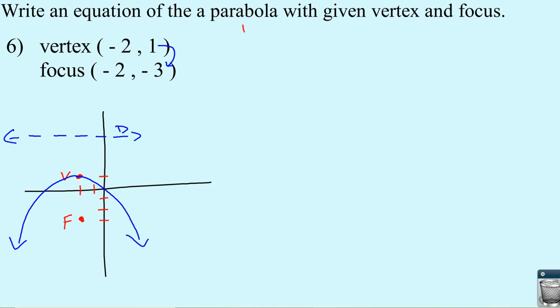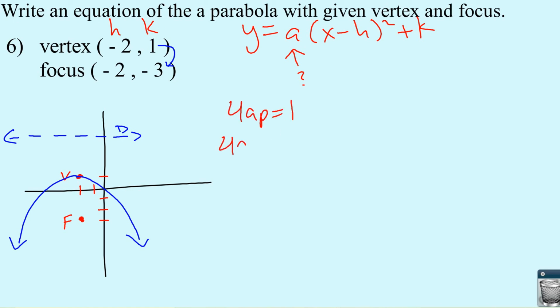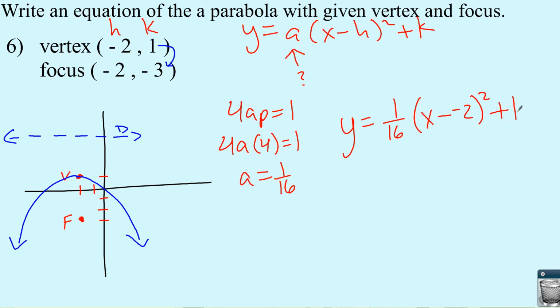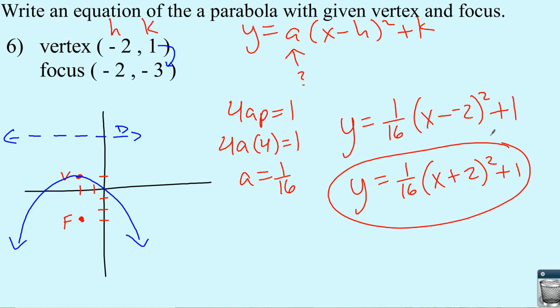So let's do our equation. So we need all these values. So let's find out what our a is. Okay, because we already have our h and our k. So 4ap equals 1. So 4 times a times, was our distance, 4. So a equals 1/16. So our equation is y equals -1/16 (x minus -2) squared plus 1. Do not leave it minus a negative, okay? We can simplify that. Okay, let's not be lazy. I mean, I'm all for being lazy, but that's like silly lazy, okay?